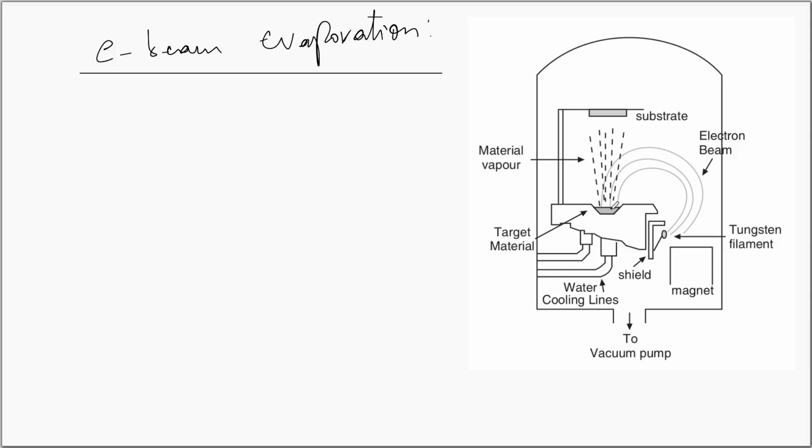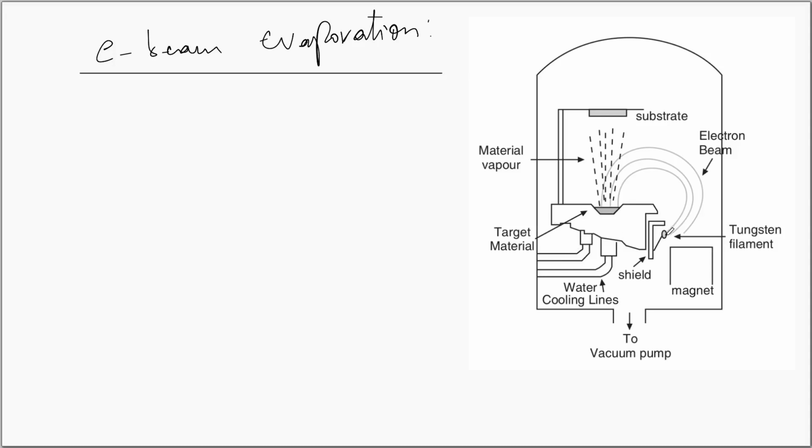You can see this is the target material. We have the vacuum chamber, we have the electron beam, you have a magnet. This magnet will make the beam rotate, and you have a shield here. Vapor goes upward. The target is here. You have the water line to cool down the filament. We have the tungsten filament.